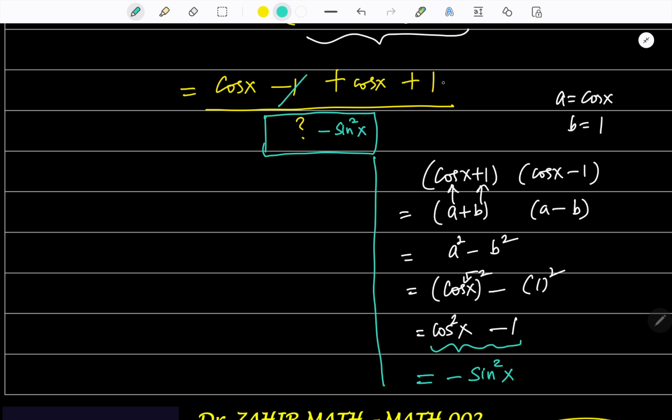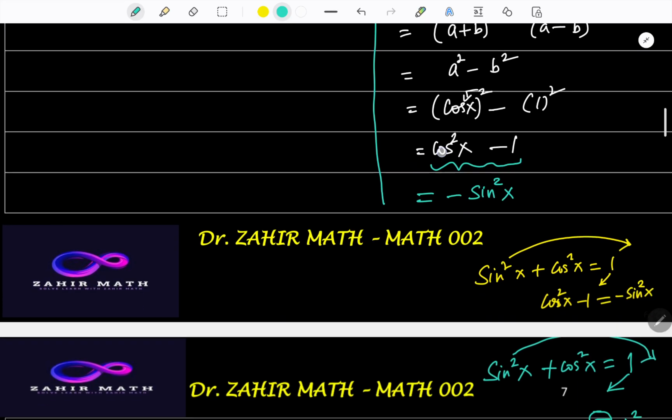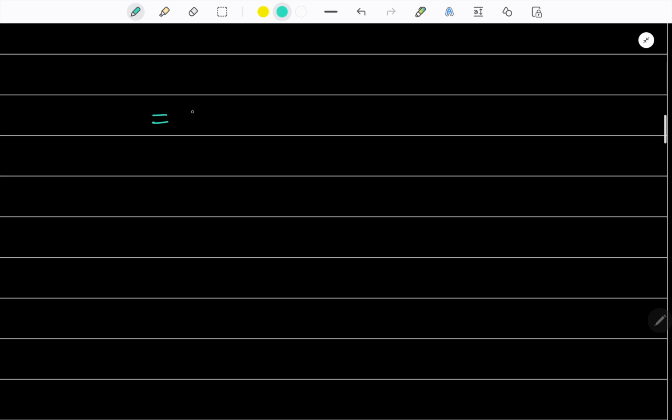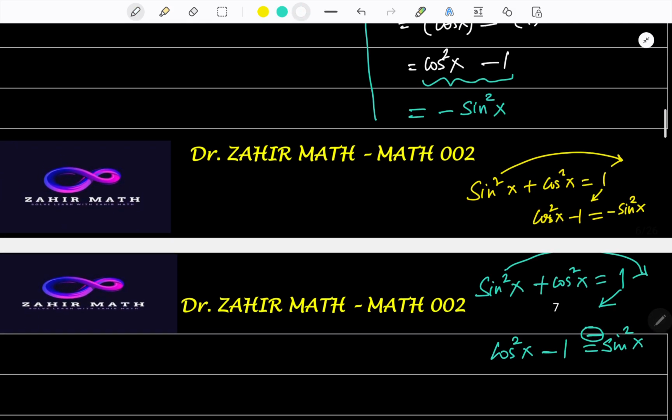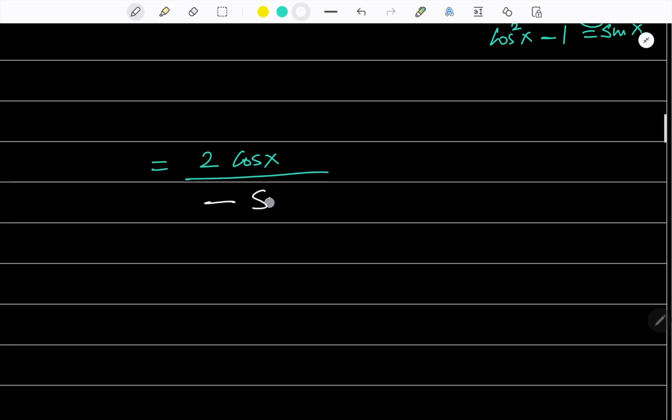Okay. Minus 1 plus 1 gets cancelled. You will get 2 cosine x over the denominator, minus sine square x. What is the answer you need to bring? You need to bring the answer minus 2 cosecant x cot x.